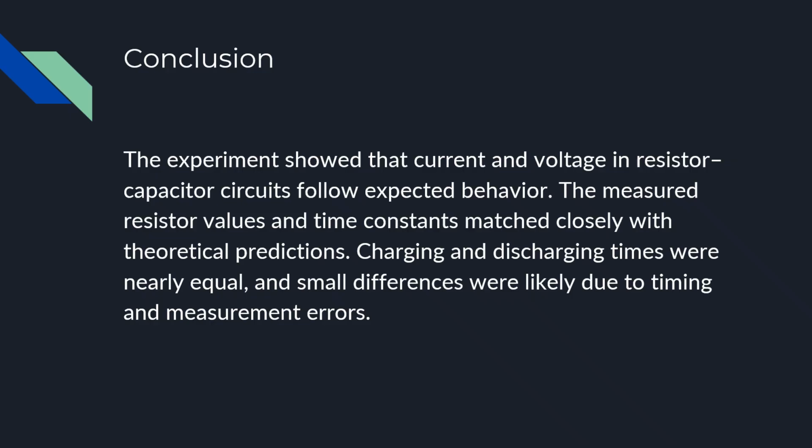Conclusion: the experiment showed that the current and voltage in resistor-capacitor circuits follow expected behaviors. The measured resistor values and time constants match closely with theoretical predictions. Charging and discharging times were nearly equal, and small differences were likely due to timing and measurement errors.